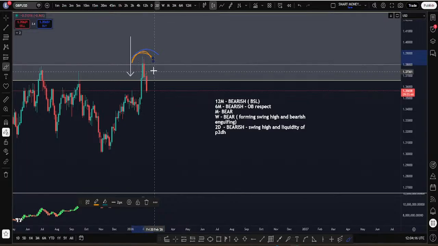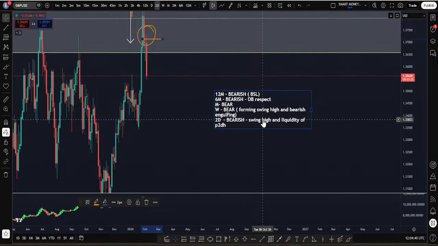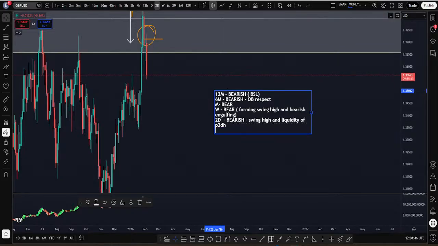We also have a 2-day liquidity sweep of the previous 2-day high, right? So buy side liquidity has already been taken. Again, not trying to take it, not happening in the moment. It has happened, right? And therefore, with the forming swing high and bearish engulfing on the weekly, with the swing high that's already formed on the 2-day and the liquidity sweep to the upside, that gives us a strong bearish reading. Okay, we go to the daily.